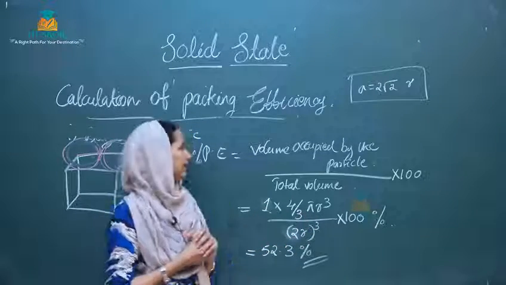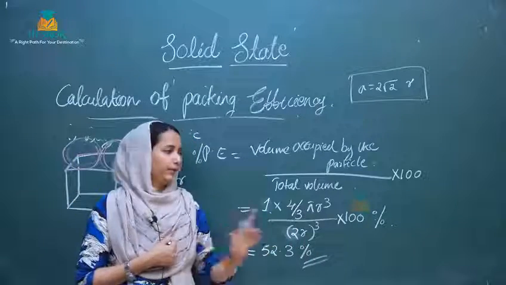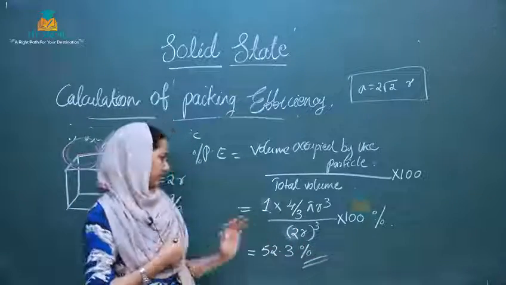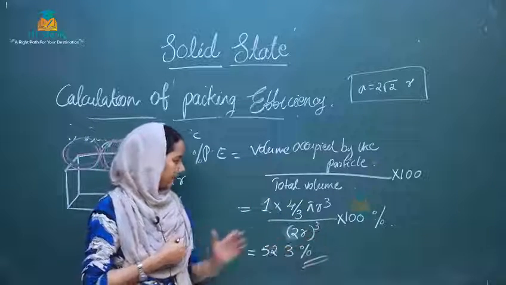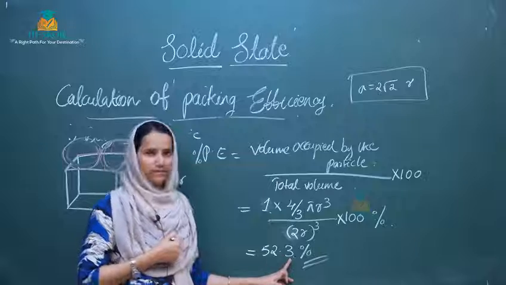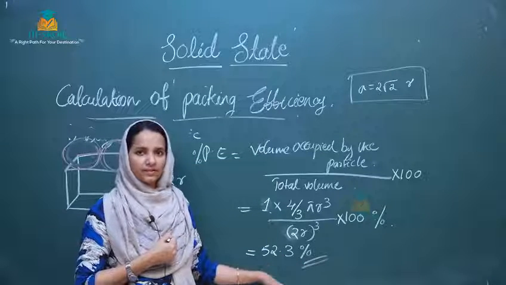What is a here? You know, a is equal to 2r. So (2r) the whole cube into 100. That is the percentage. So while solving the mathematics, you will get 52.3%. So this is the packing efficiency in simple cubic structure.